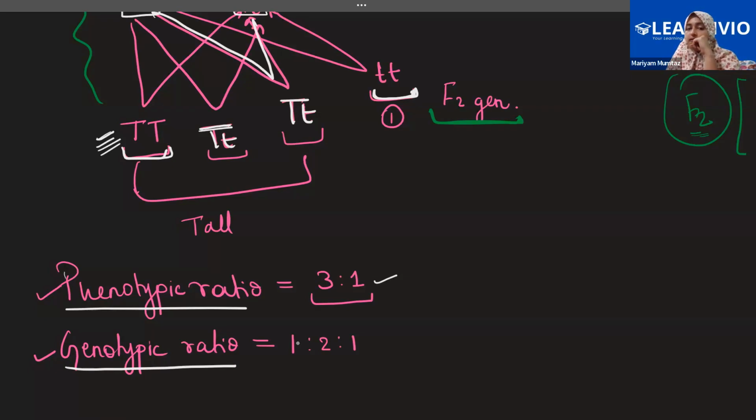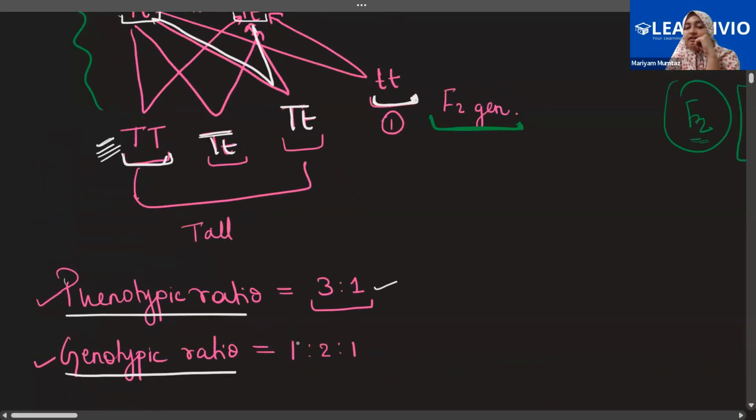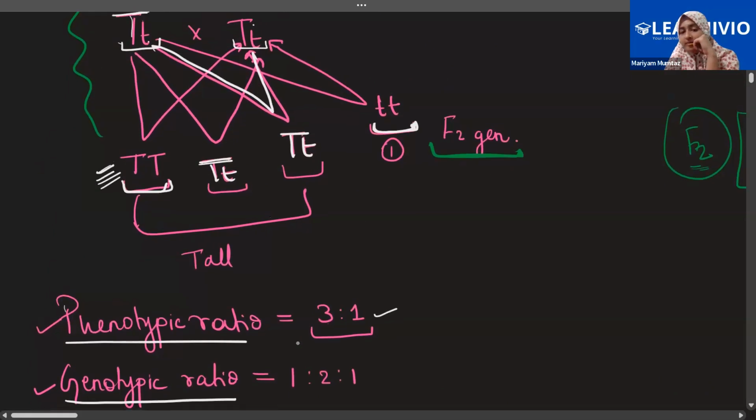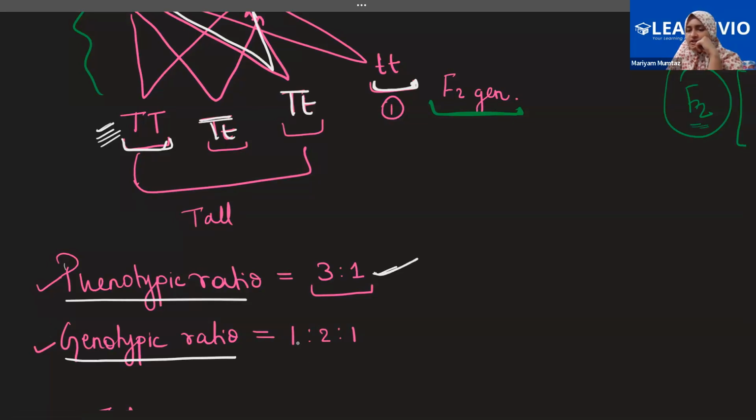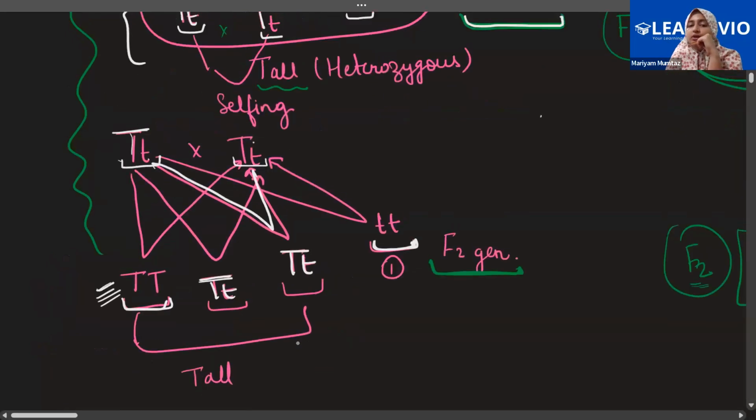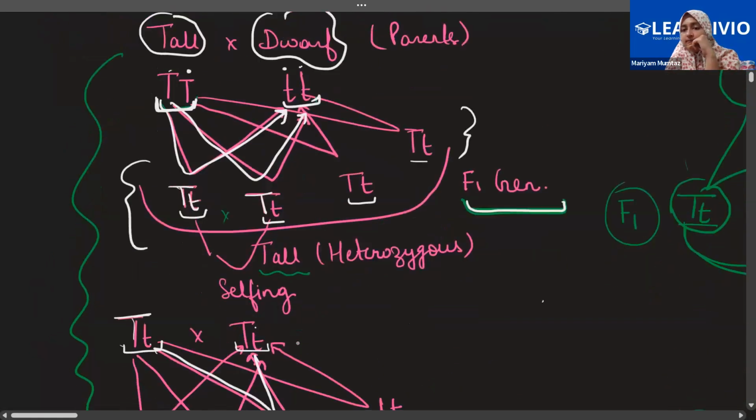So this is how we find out the phenotypic ratio and the genotypic ratio of a monohybrid cross. But most important is the phenotypic ratio. No one asks you the genotypic ratio; mostly the phenotypic ratios are asked. So you now understand how to make the crossing.